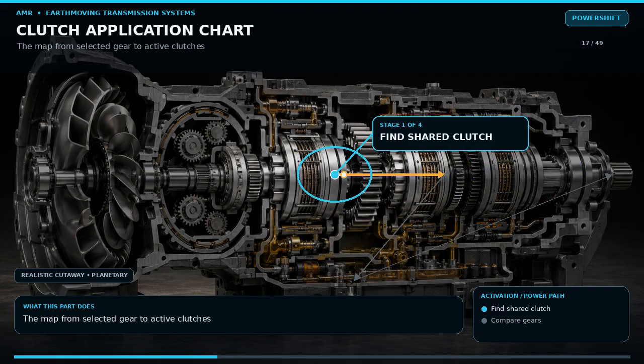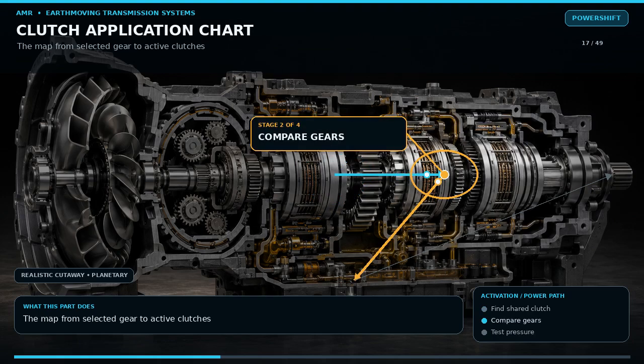A clutch application chart is the fastest way to connect a symptom to a circuit. Imagine a 6-clutch planetary transmission. First forward might require clutch 1 and clutch 5. Second forward may keep clutch 1 and exchange clutch 5 for clutch 4. Reverse may use clutch 2 plus a speed clutch.